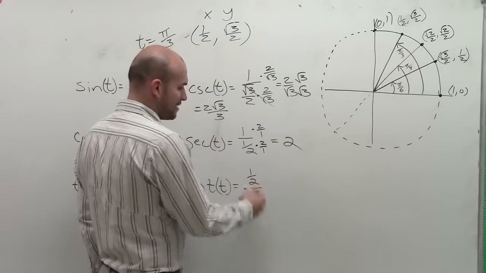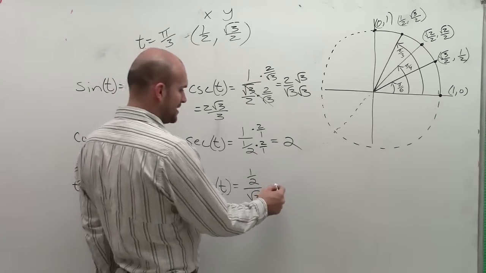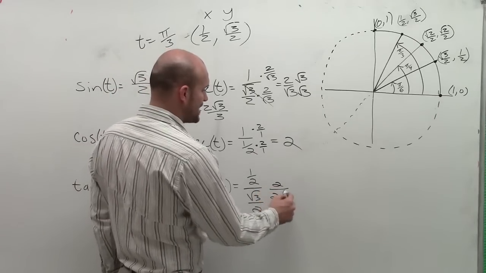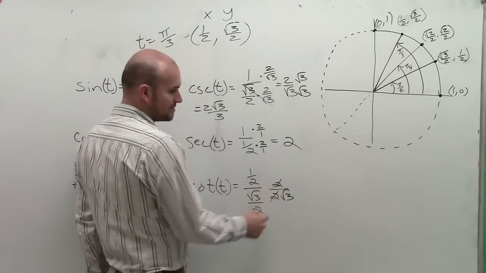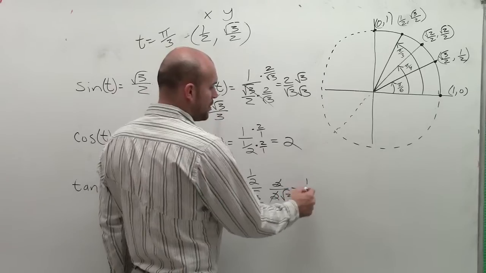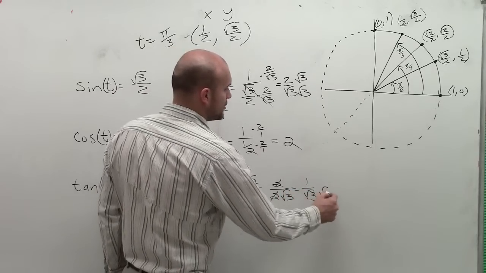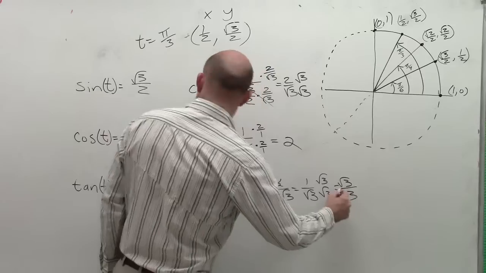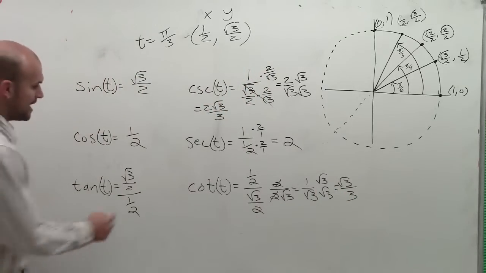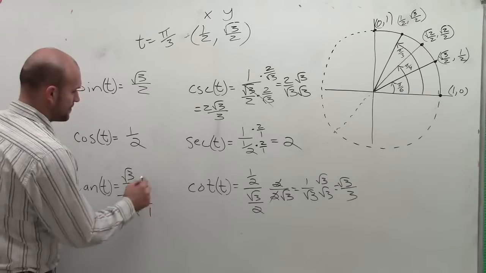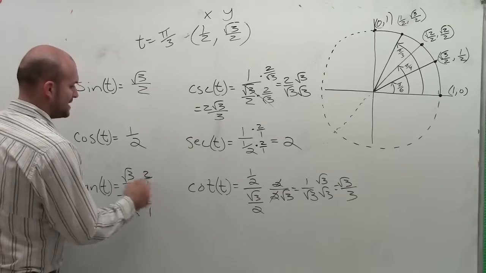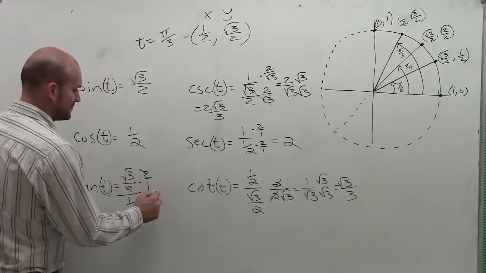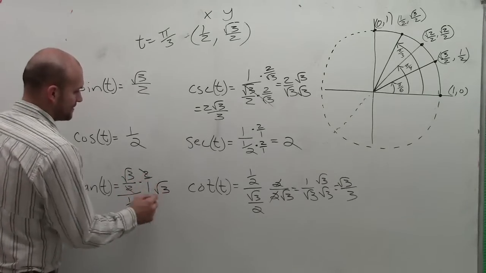Same thing over here. When I multiply across, I can really just multiply by my reciprocal. I get 2 over 2 radical 3. My 2's now cancel out, so I'm left with 1 over radical 3. Rationalize the denominator, and I get radical 3 over 3. Here, I multiply by 2 over 1, and the 2's cancel out, and I'm just left with square root of 3.